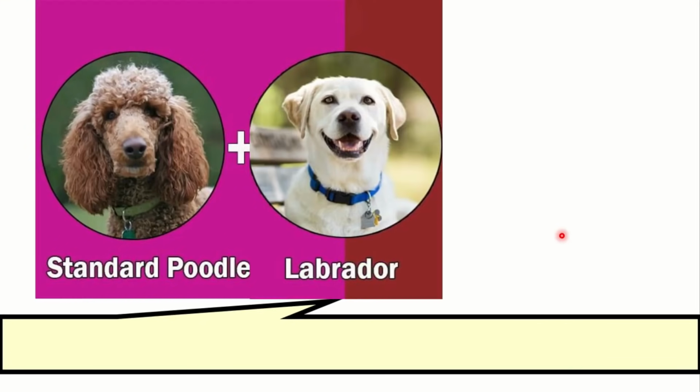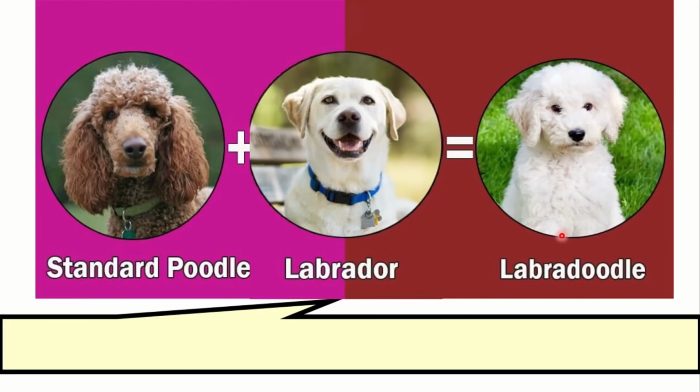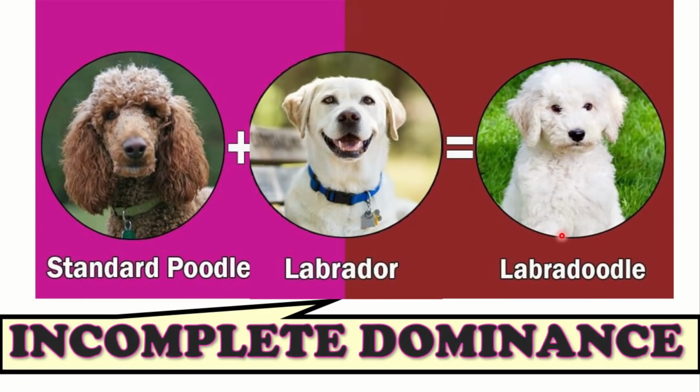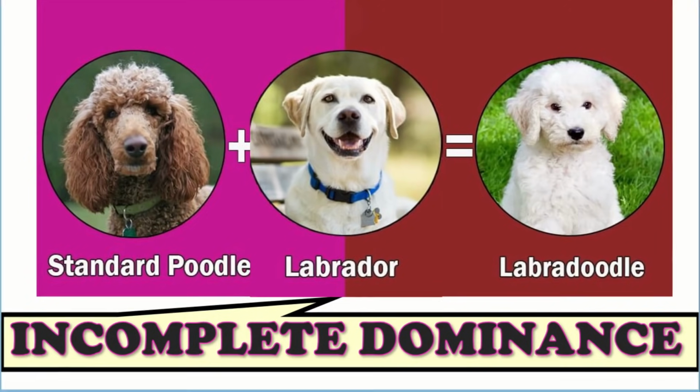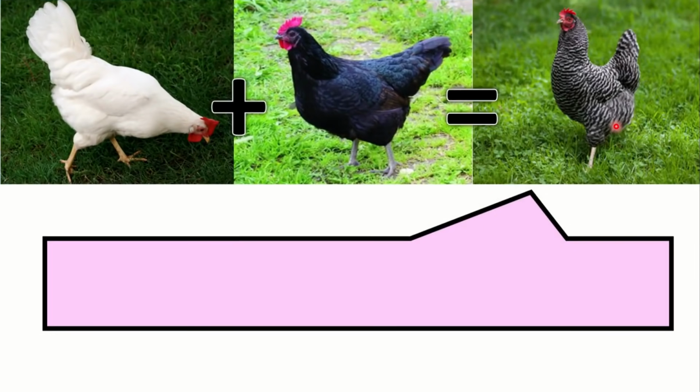Standard poodle plus Labrador equals Labradoodle. What is this? Is this incomplete dominance or codominance? This is incomplete dominance because one allele does not completely dominate another allele, resulting to a new phenotype. That's right. Next, we have here white chicken mated to black chicken. The result is checkered chicken. As you can see, what is this type of inheritance?